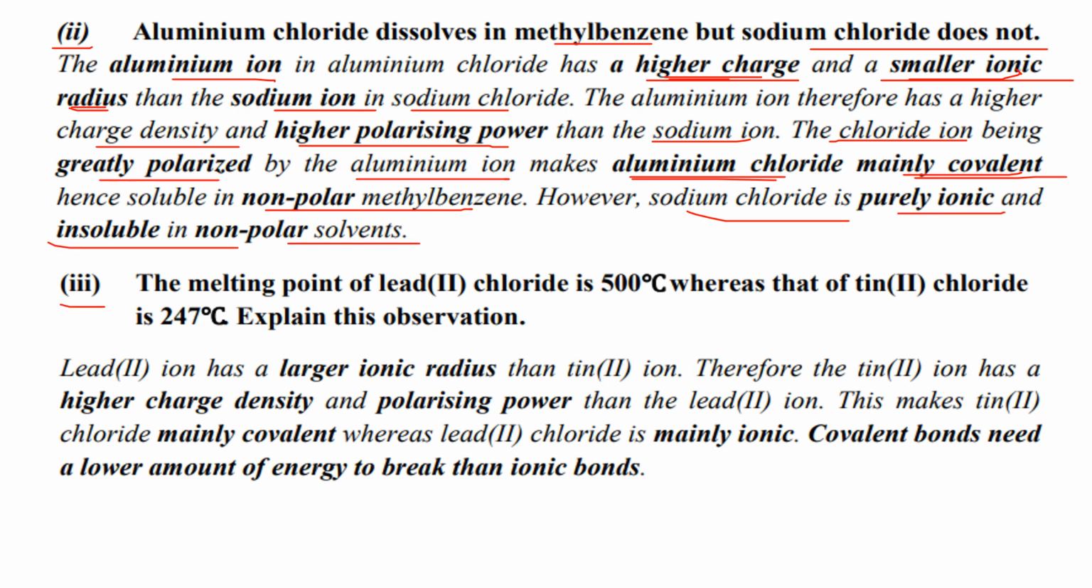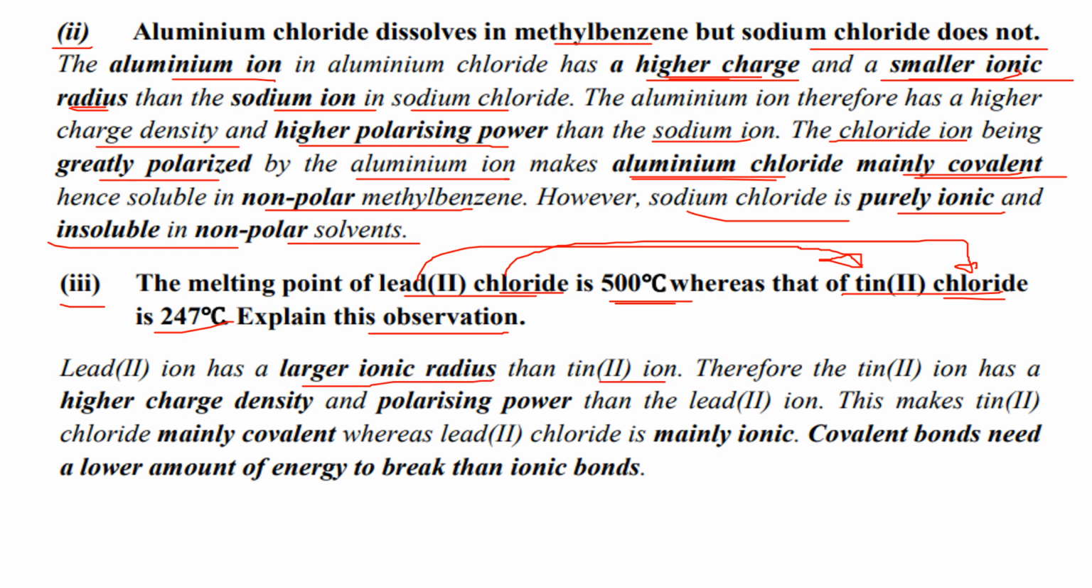So looking at Roman number 2, we are going to say that the melting point of Li2 chloride is 500 degrees Celsius, whereas that of Tin2 chloride is 247 degrees Celsius. Explain this observation. If you look at this question, they have set it in terms of melting points. And these melting points they have given us, you are seeing that the anions are the same, but it's the cations that are varied. So since it's the cations that are varied, we start looking at the factors that affect cations on the anions that are common in each of the compounds. So we're going to say that Li2 ion in Li2 chloride has a larger ionic radius than Tin2 ion, and therefore Tin2 ion has a higher charge density.